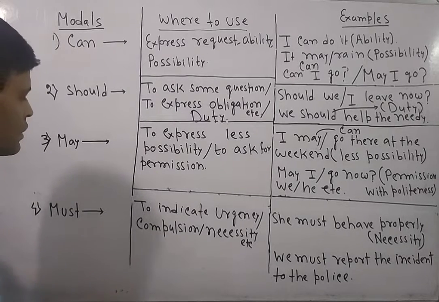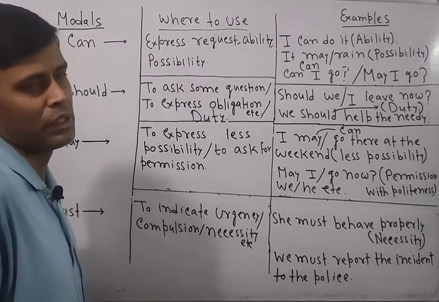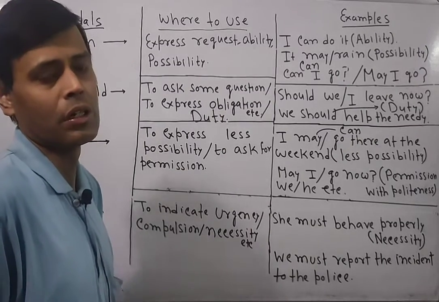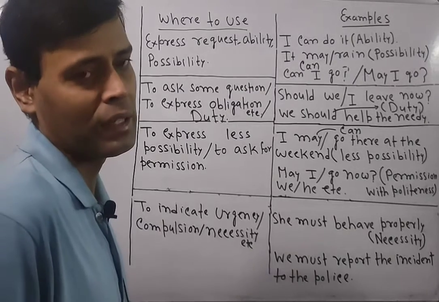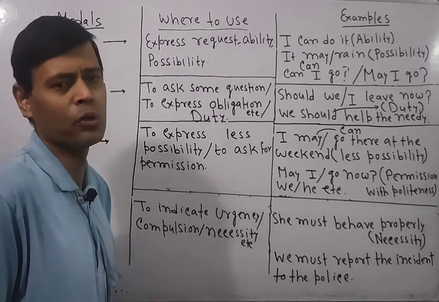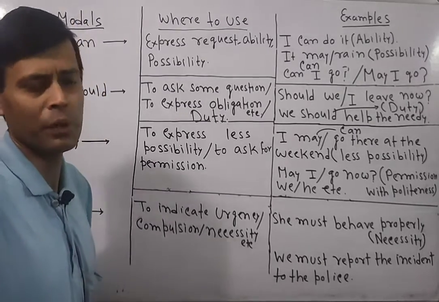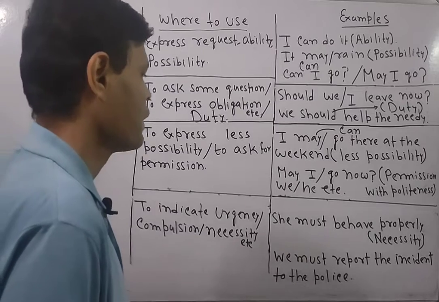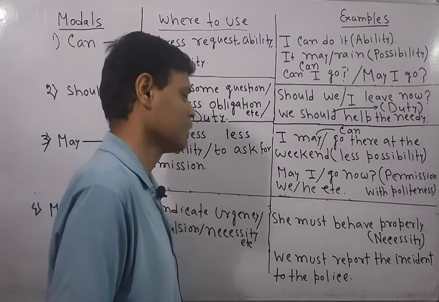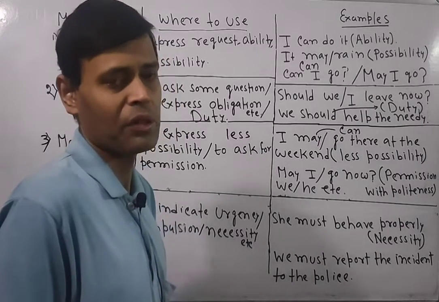To indicate urgency, compulsion, that means at any cost I have to do, whether it is necessary or not, or something like that. You can say whether we want it or not, we have to do it. You may feel it not necessary, but we have to do it. She must behave properly. It is all about necessity, or you can say compulsion.